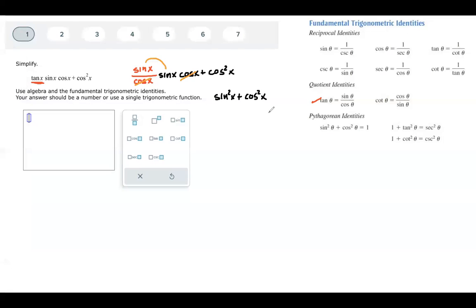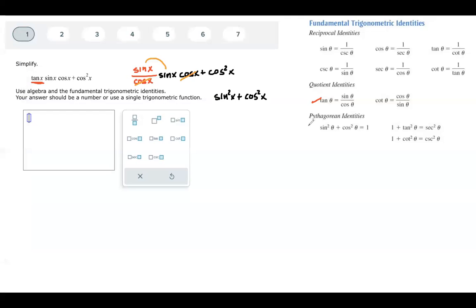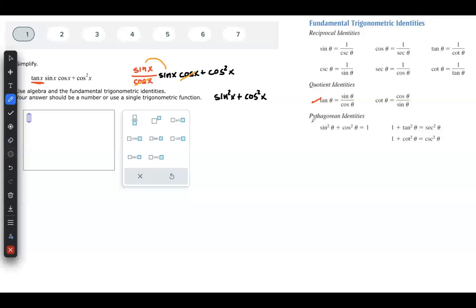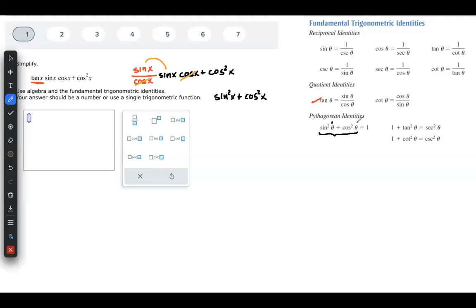And now we're going to take a moment to look at our identities. We already used a quotient identity. Now a good time to look at the Pythagorean identities. And you're going to notice that sine squared of theta or x or alpha or whatever variable you decide to use, it doesn't matter, sine squared plus cosine squared is always equal to 1.